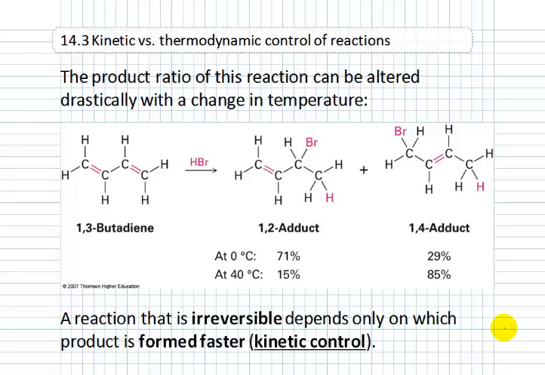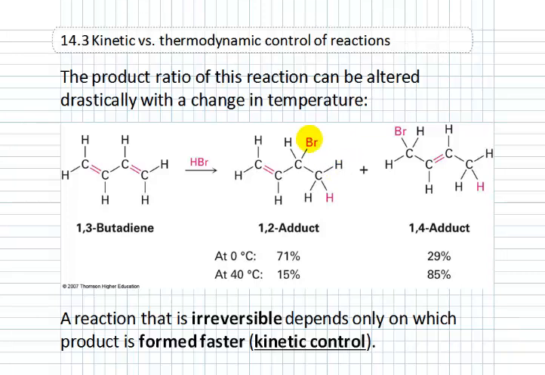One interesting feature of this particular reaction, the electrophilic addition to this conjugated alkene, is that the product ratio of this reaction can be altered drastically with a change in temperature. Okay, we saw before how there are two products.